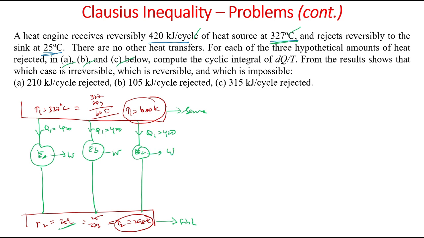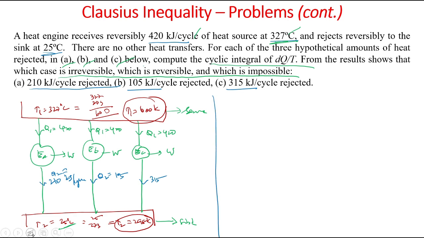Then the hypothetical amounts of heat rejected in A, B, C are given below. Compute the cyclic integral of delta Q by T from the results, and say which case is irreversible, which is reversible, and which one is impossible. So here the heat rejection can be added. First one, 220 kilojoule, that is Q2. Q2 is equal to 220 kilojoule per cycle. Second case, Q2 is equal to 105. Third case, Q2 is equal to 315. So finally we solve which is irreversible, reversible, or possible.